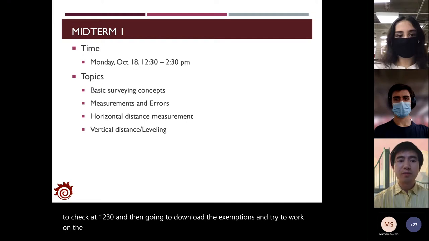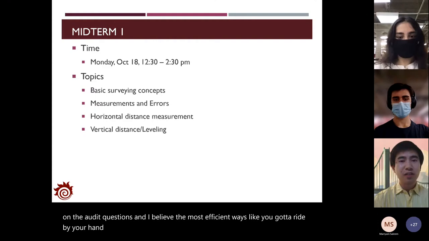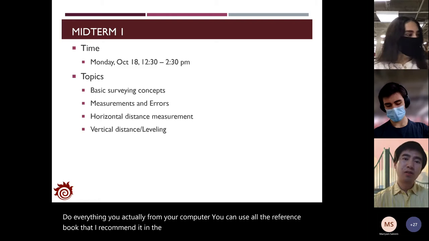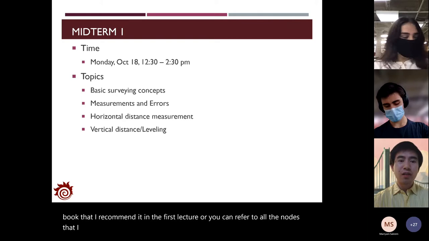I believe the most efficient way is to write it by hand and scan it later. Or you can just do everything electronically from your computer. You can use all the reference books that I recommended in the first lecture, or you can refer to all the notes that I uploaded to Avenue to Learn. That will be sufficient for you to prepare for the midterm exam.